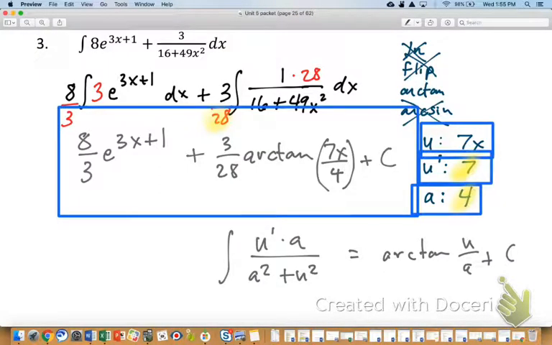Okay, so then how do you get from the 28 over 16 plus 49x squared to 7x over 4? Well, it's arctan of u over a. There's my u, there's my a. And that's always how it's going to be. That's always that pattern. Arcsine, yep, u over a, but then you have to look out for arctan because it's the u prime times.